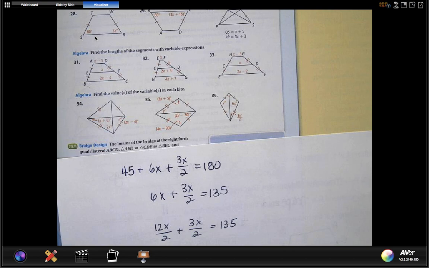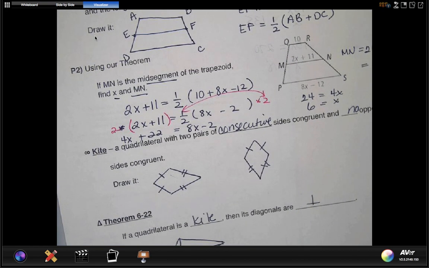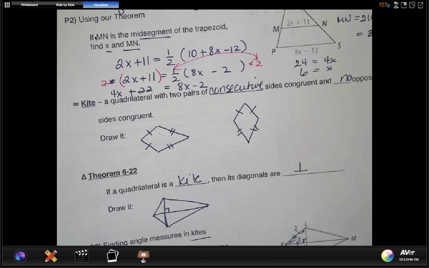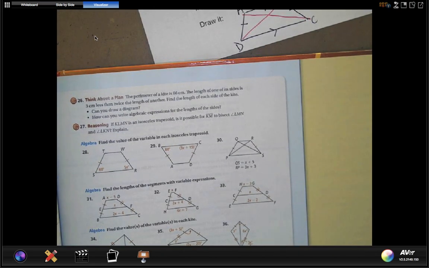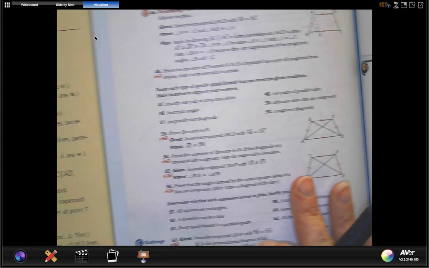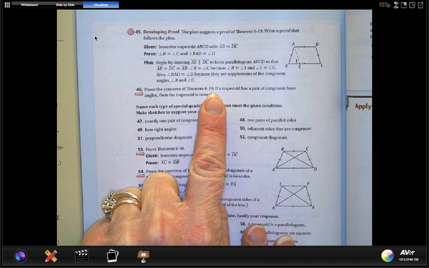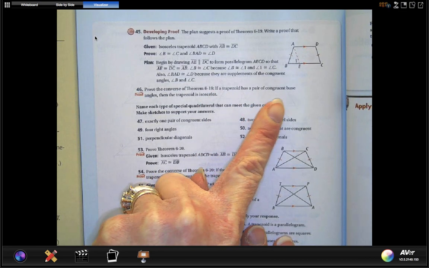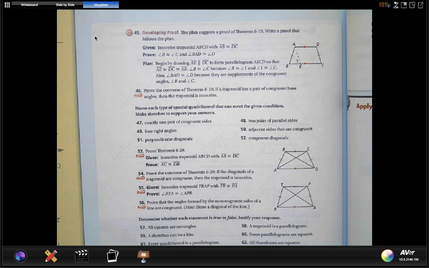All right. And in some of these proofs, you're going to have to add a line. So I'll look at 46 here with you. Number 46 says: prove the converse of theorem 619. If a trapezoid has a pair of congruent base angles, then the trapezoid is isosceles.